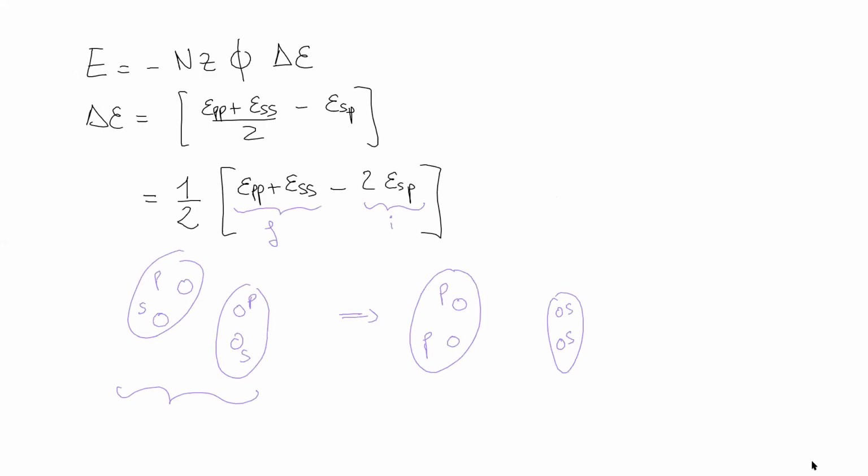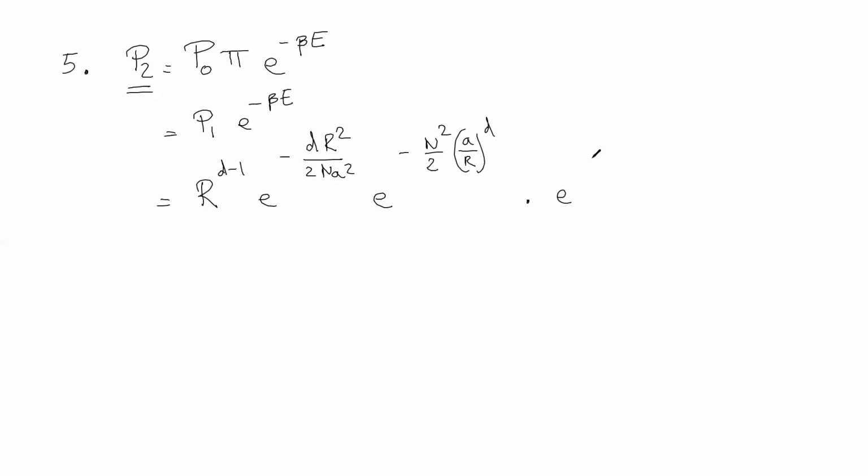So E being this, N Z phi delta epsilon. There is a plus now, times beta, or if you prefer, divided by KT. Okay? And I don't care about this symbol. All right. Is it clear for everyone?